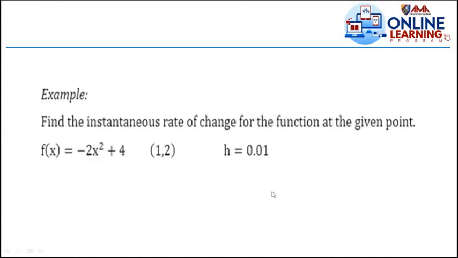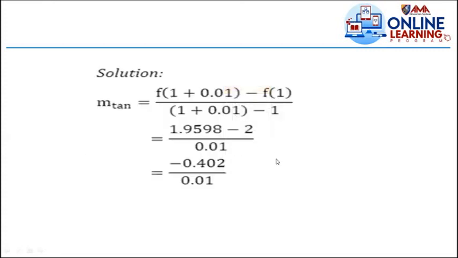We have your last example. Find the instantaneous rate of change for the function at the given point. So, we have the function of x equal negative 2x squared plus 4 at 1 and 2. By this time, yung increment lang po niya is 0.01. Ito yung point of tangency nila. So, napaka-close and close to our x. No? So, this is our solution.